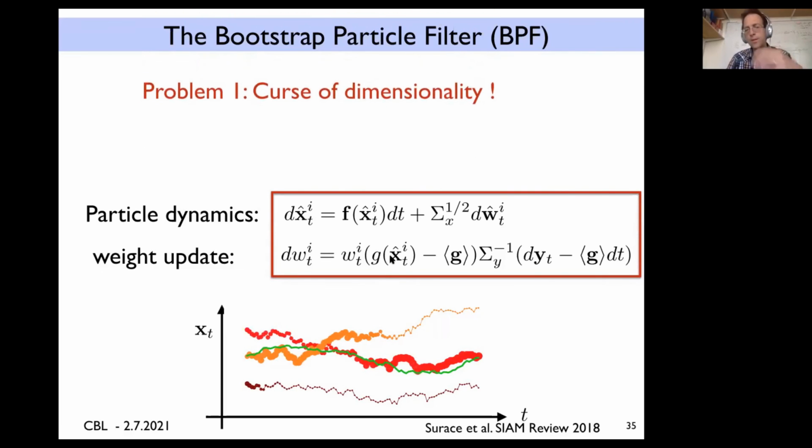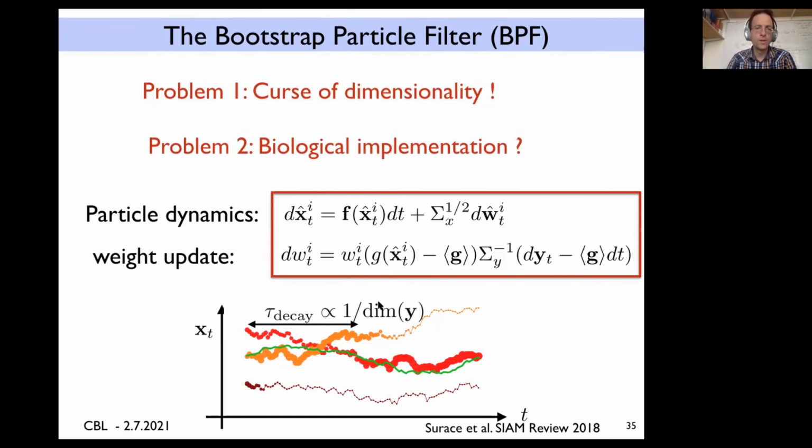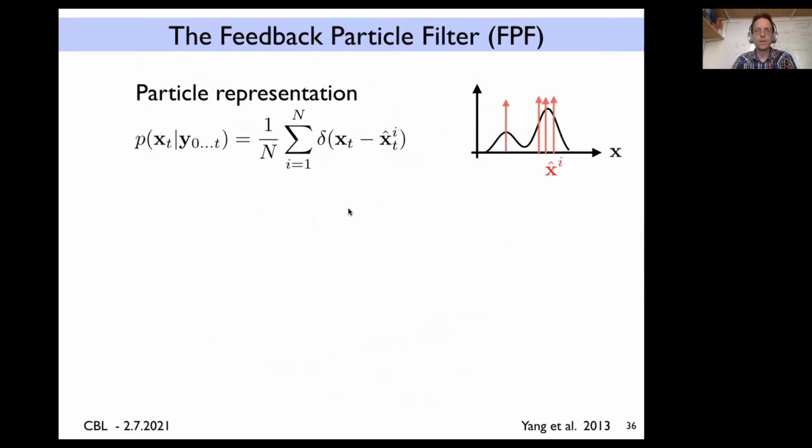If you go in high dimension, you have some massive problem. All the weights collapse to 1. And there's a nice argument we made, like in SEM review, why you do have this, and you have a scaling of 1 over dimensionality. In terms of biological implementation, it's really unclear how the brain could implement such a bootstrap particle filter.